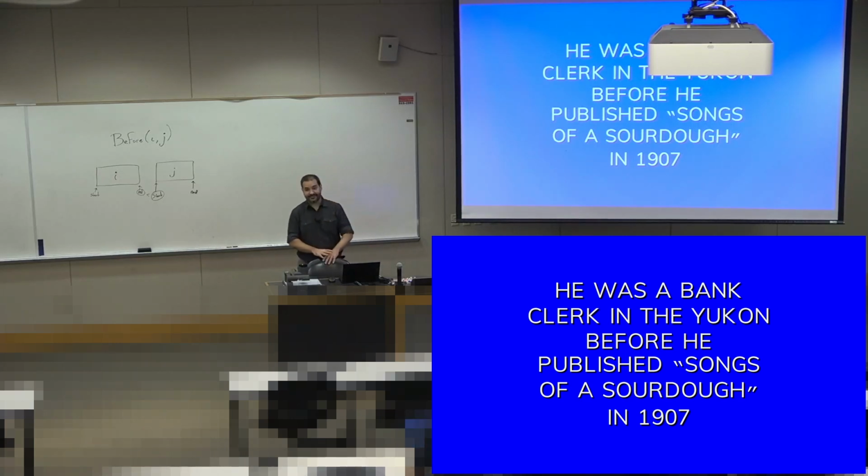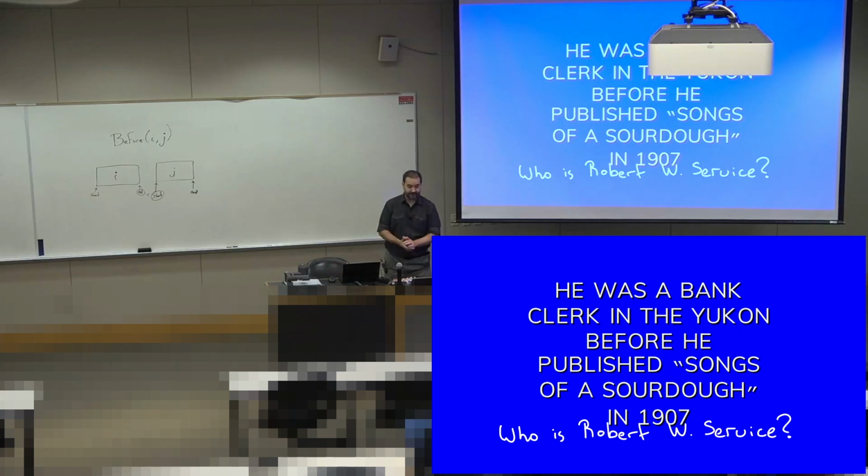Here's a nice little answer from Jeopardy that IBM Watson was able to solve. He was a bank clerk in the Yukon before he published Songs of the Sourdough in 1907. The question was, who is Robert W. Service? Robert W. Service. Next question.